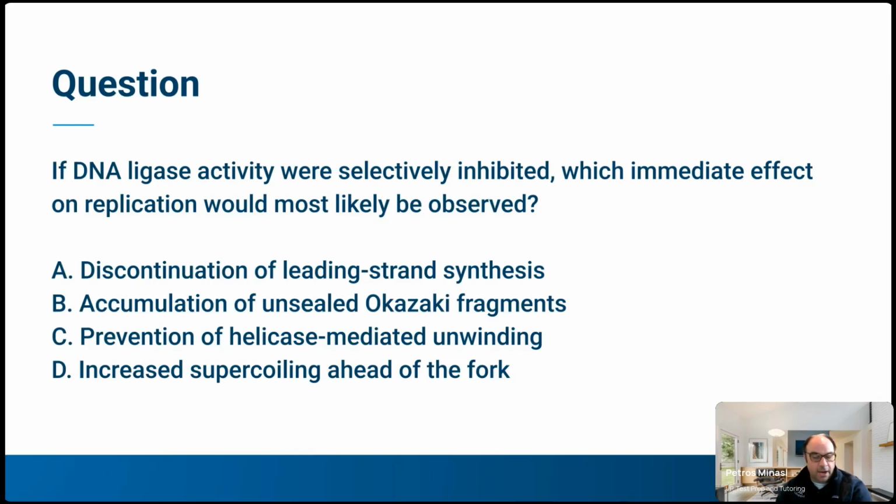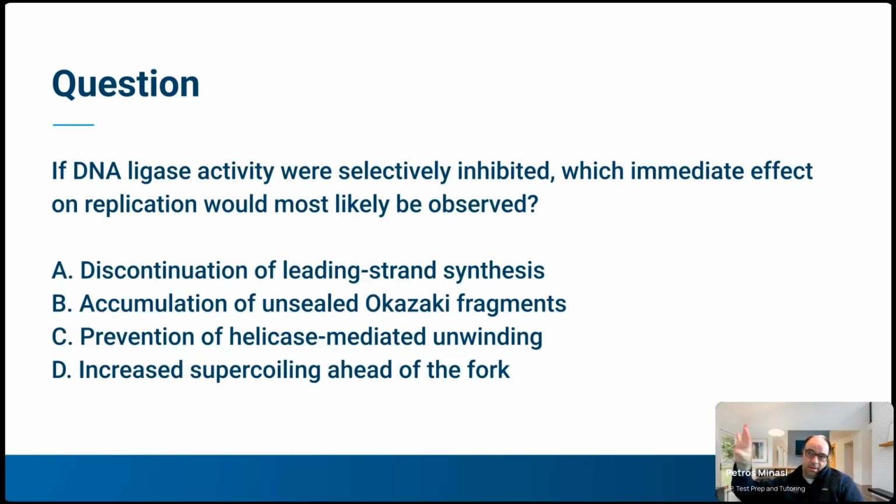And again, this is not an overly challenging passage as a whole. It's not an overly challenging question, but this is an example of how the MCAT is going to test you. And this is where it gets fun, quite frankly. It says, if DNA ligase activity were selectively inhibited. Okay, now they talked about inhibition in the passage.